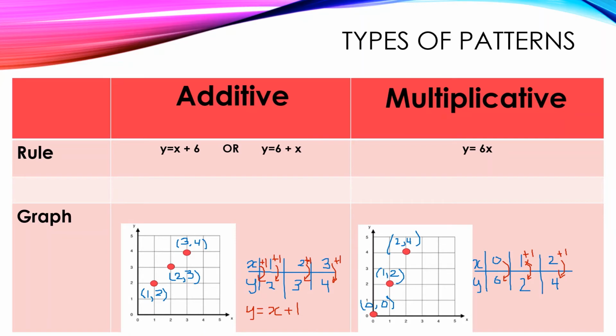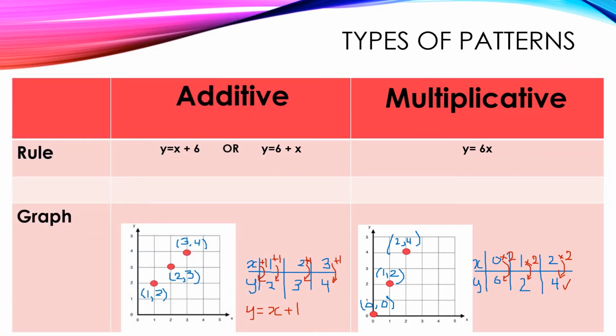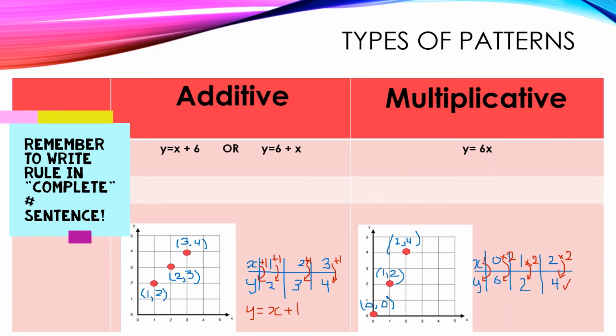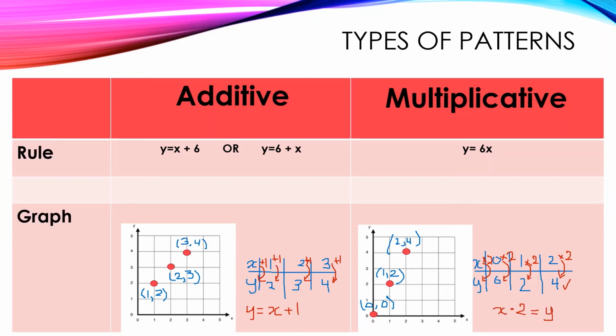So I have to go back and try multiplication. So 1 times what gives me 2? If you guessed 2, you're absolutely correct. So let me try to see if 2 times 2 will give me 4. It does. So when I go back to the 0, I can also say, oh, 0 times 2 will give me 0. So how do we write this rule again? We look at this relationship right here, and you can write this down as a whole complete sentence. And how do I see it? I see it starting from x times 2 equals y. Just remember that for multiplicative rules, we can write them different ways.